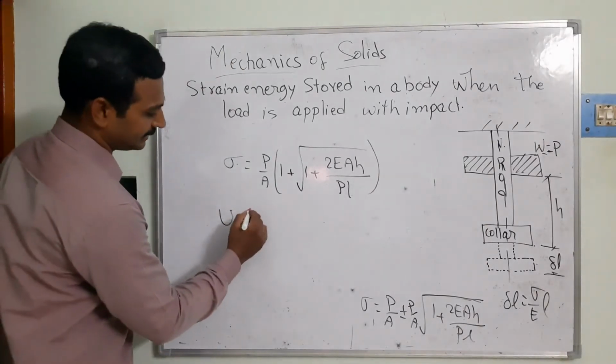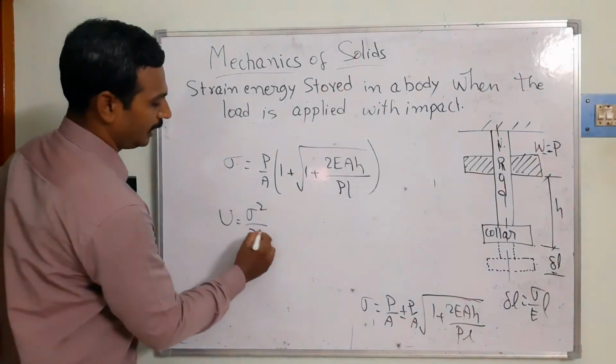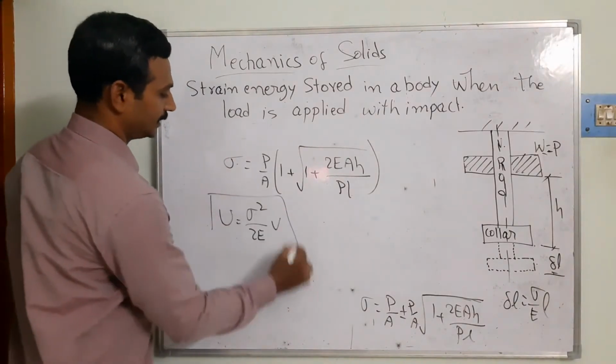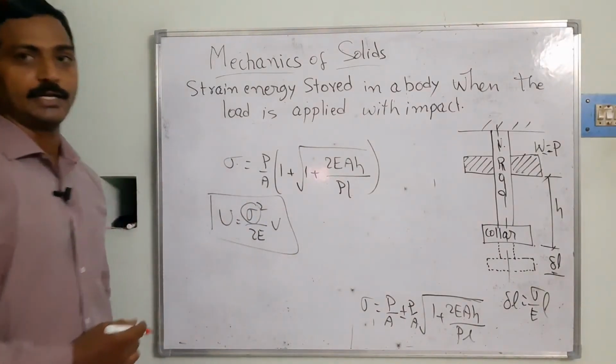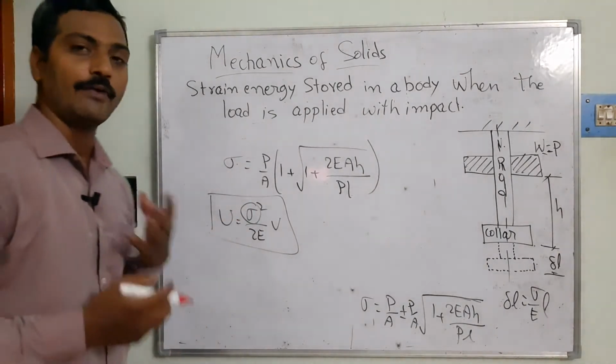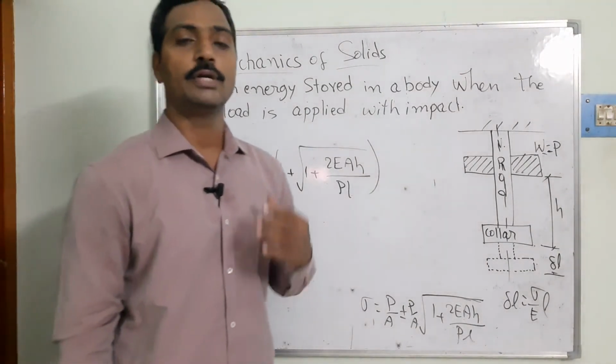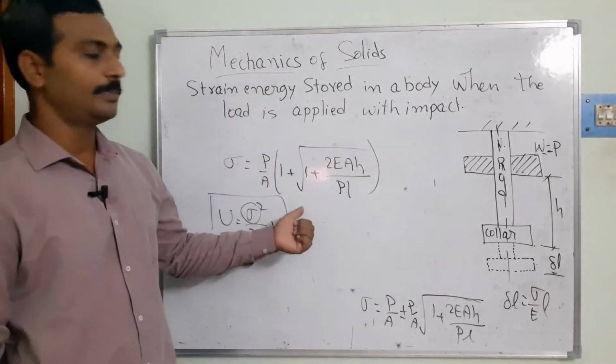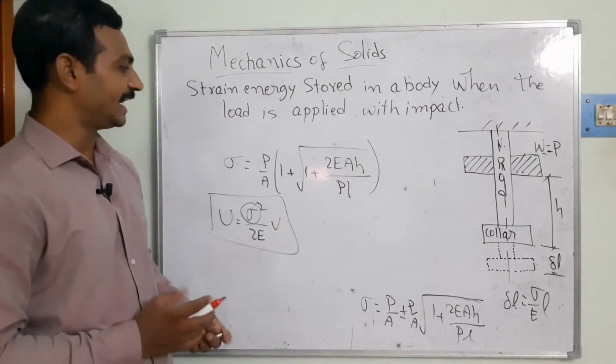The strain energy is nothing but sigma square by 2E into the volume of the object. This parameter we have calculated, then substitute in this equation, right? Already we have calculated for the gradually applied load and the suddenly applied load. Now it is going to be the impact load. In these conditions, what will happen?